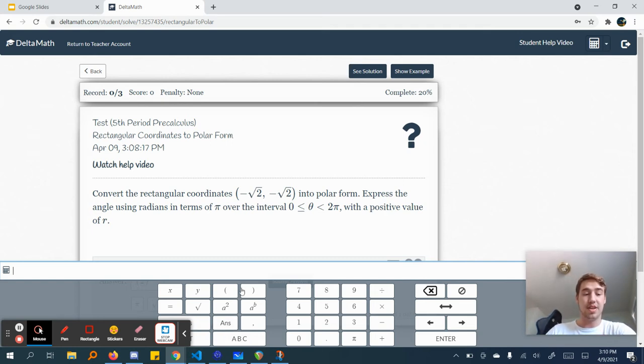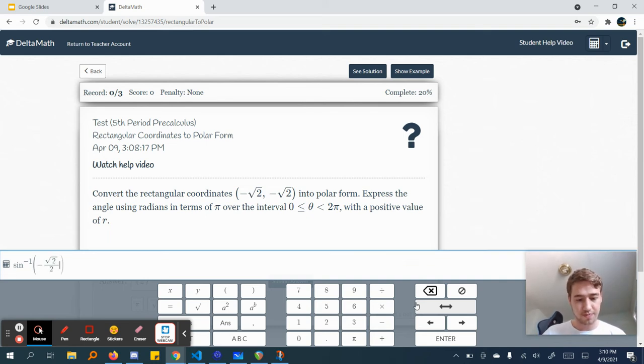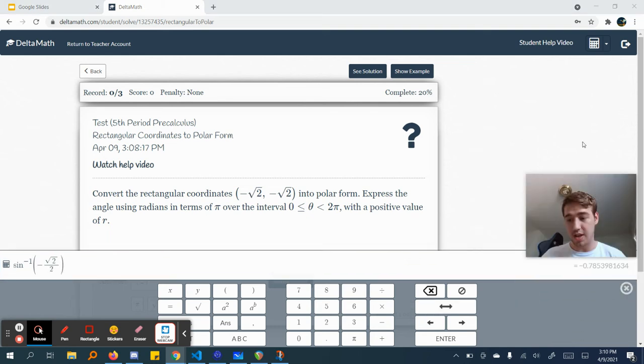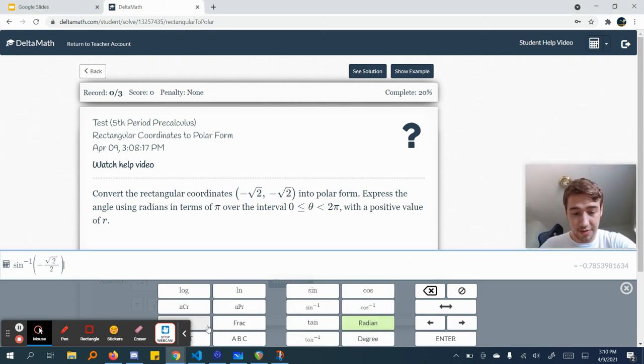So what we're going to do is functions, inverse sine of y, which was negative root 2, divided by r, which was 2. And we end up getting negative 0.7853.